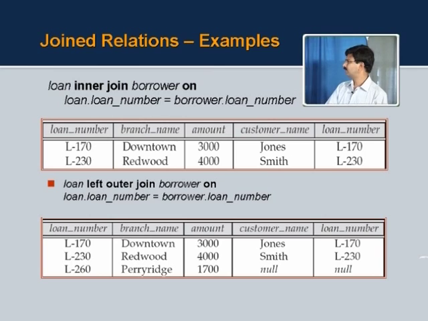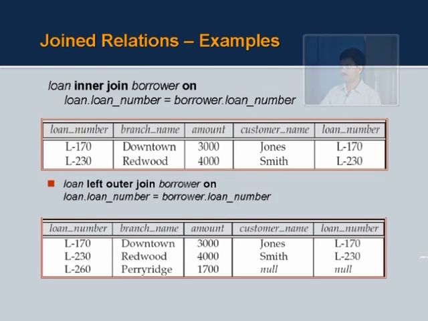Now what we want, let us say, is we want to find loan information even if there is no matching borrower. So I want to find out what are such loans and what is the amount in the branch. The only thing which will be missing is the customer name. So how do I do this? And the way to do it is as follows. I'll say loan left outer join borrower. And now I have to give this condition here, on loan.loan_number equal to borrower.loan_number.